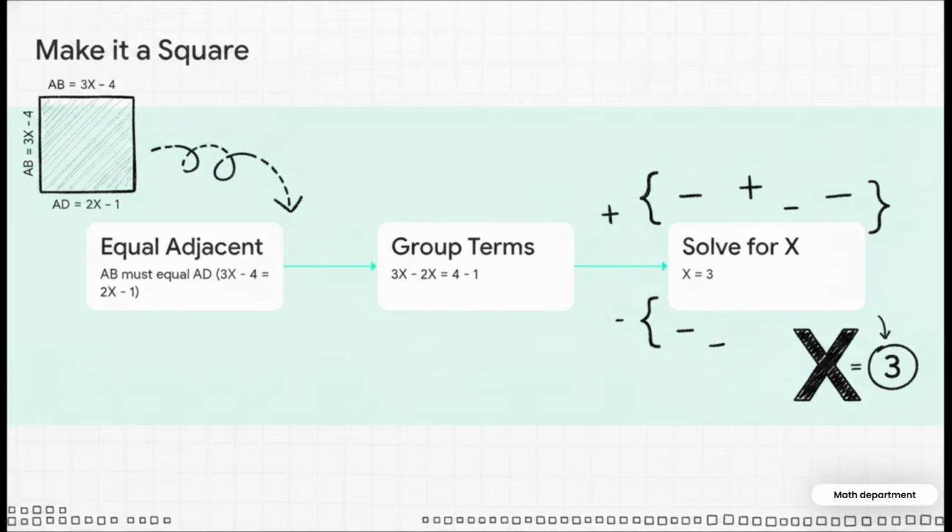Step 2. Let's write it out on our notebook. 3x minus 4 equals 2x minus 1. Step 3. Group the terms. 3x minus 2x equals 4 minus 1. In step 4, we easily find that x equals 3. By finding this specific value, we've locked the rectangle's sides into perfect equality, transforming it completely into a square.